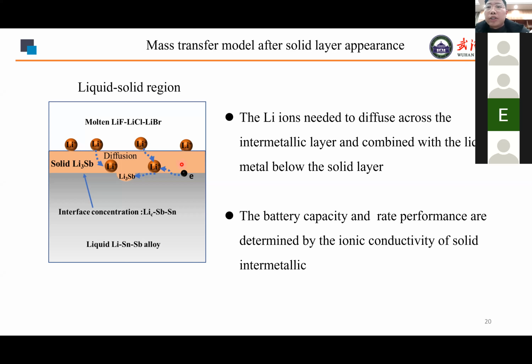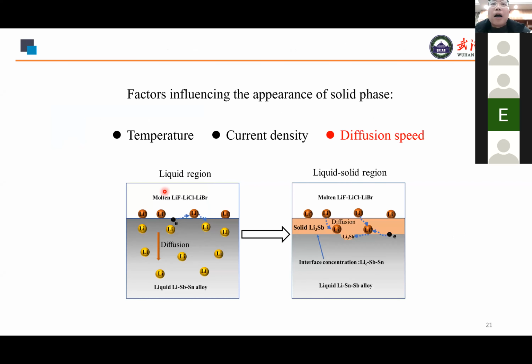It's worth pointing out that the lithium concentration at this interface will remain unchanged, because this interface is a coexistence of the solid phase and the liquid phase. The appearance of the solid phase is controlled by the lithium concentration on the surface of the liquid positive alloy. This concentration is determined by the current density and the diffusion rate of lithium. If we know the diffusion coefficient, we can predict when the solid phase appears during discharge.